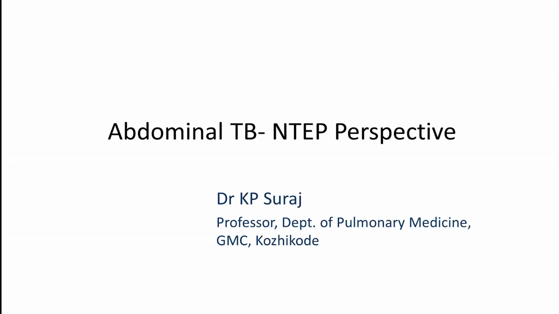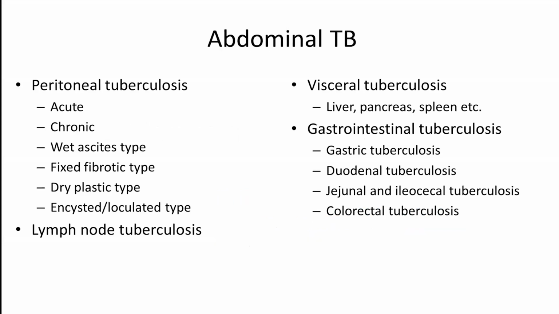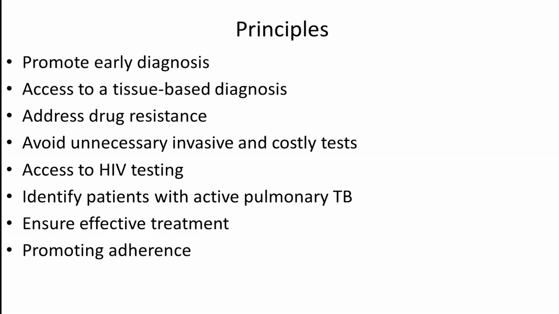So most of the part regarding abdominal tuberculosis is discussed by Dr. Premalata. So I will try to finish my talk as quickly as possible. Tuberculosis can involve any organ inside the abdominal cavity. The most common forms are peritoneal and GI tuberculosis.